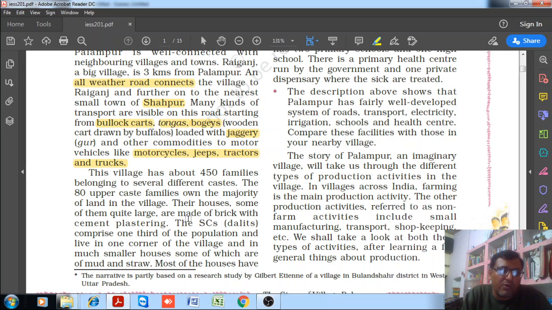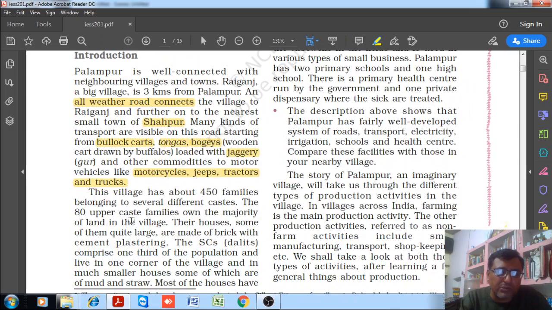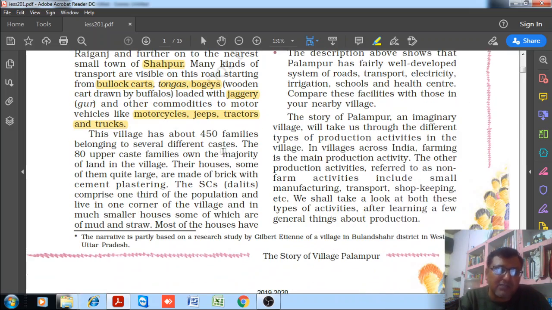This village has about 450 families. In the board examinations, you are going to be asked such questions for 1 mark and 3 marks. Just let me introduce which kind of town and which kind of villages are there.